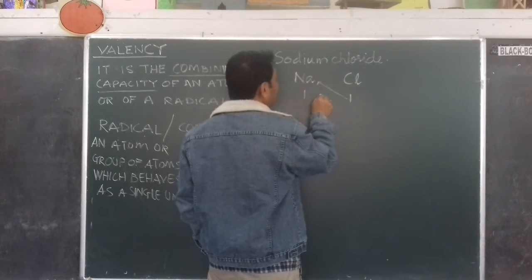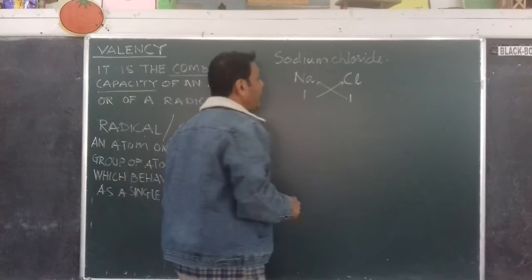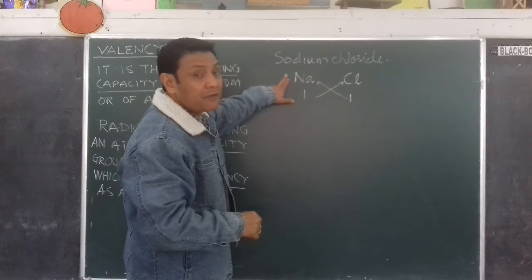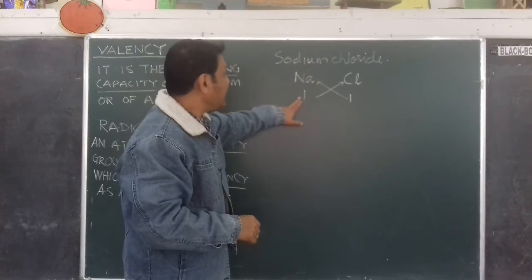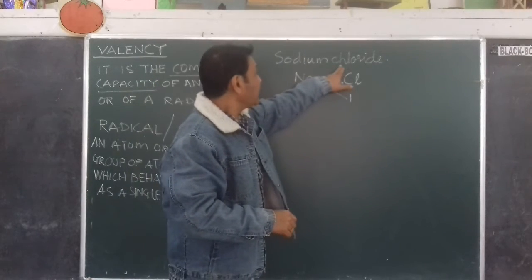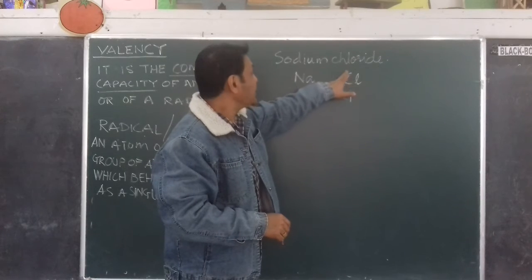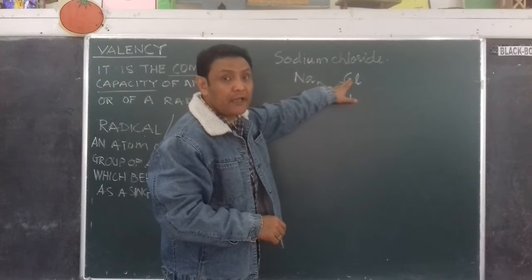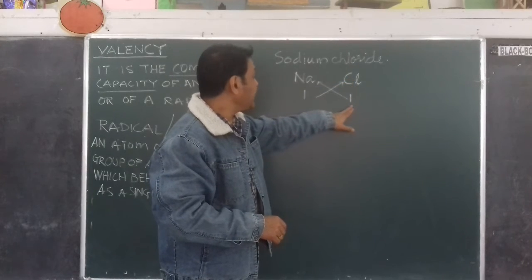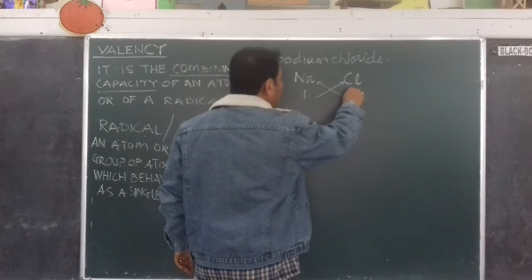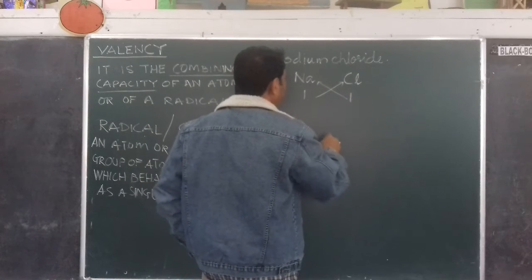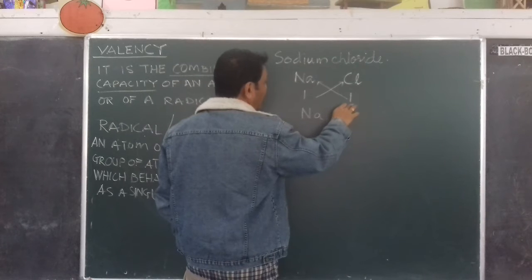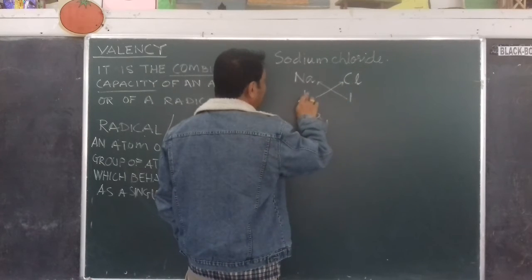We exchange the valency. When we write the formula of sodium chloride, first we write the symbol of sodium and the valency of sodium, which is 1. The symbol of chlorine, or the chloride, Cl, and the valency is 1. Then we exchange the valency. All right? Now, Na, 1, and Cl, 1.